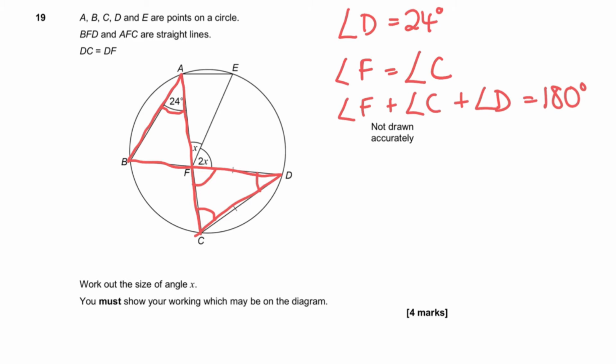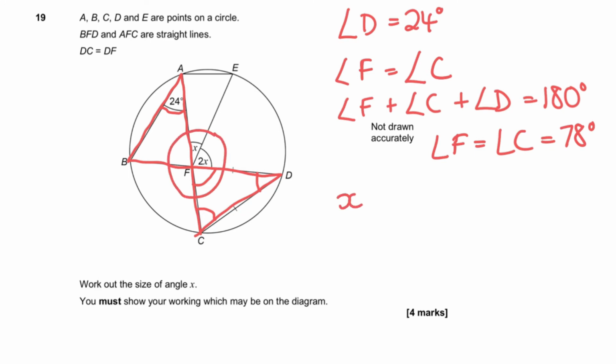So if we know that angle D is 24 degrees and the other two angles are equal to each other, they must equal 78 degrees. So angle F is equal to angle C, which is equal to 78 degrees. One of the other things that we were told in the question is that AFC is a straight line. So all of these angles here are sitting on a straight line.